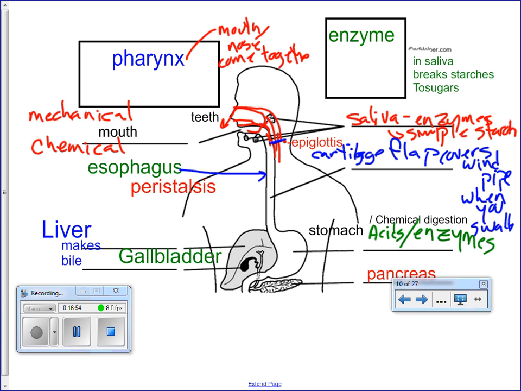Exactly. So acids, enzymes, and what nutrients are being broken down in the stomach? Proteins, complex carbohydrates, sugars continue to be broken down. So most of the stuff gets broken down here in the stomach.